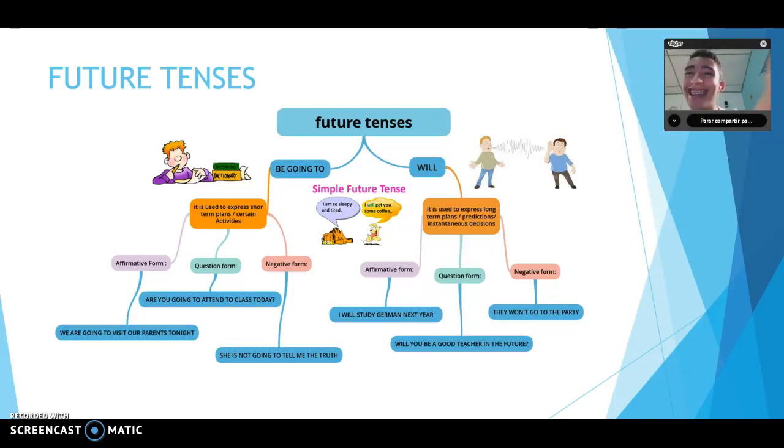Good reading exercise you're doing. Very good. Okay, yes, Cami. It is long-term plan, something that you predict to happen, but you're not totally sure about it. And some instantaneous decisions, right? Like, hey, it is a little hot here, so I will take a shower or something like that. So we are going to try to use going to and will in our speaking exercise today, okay?